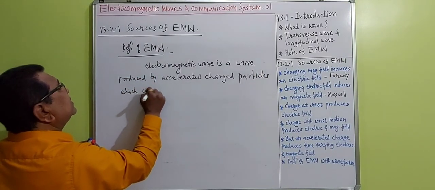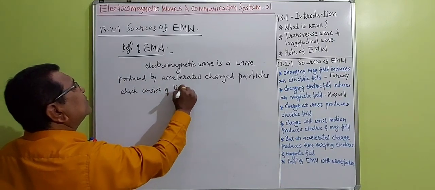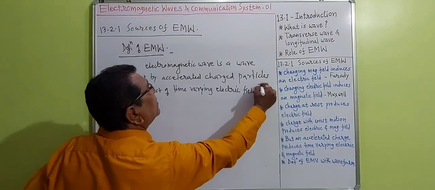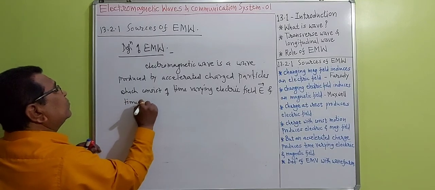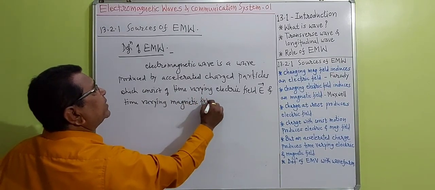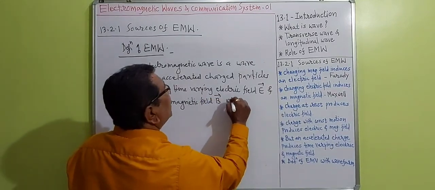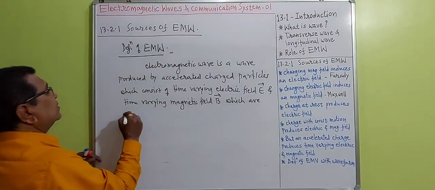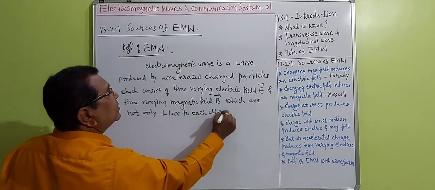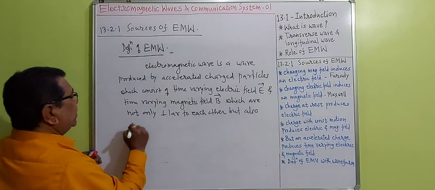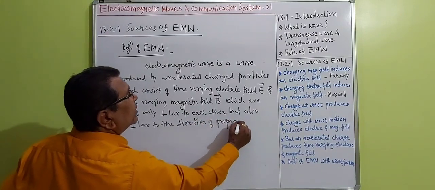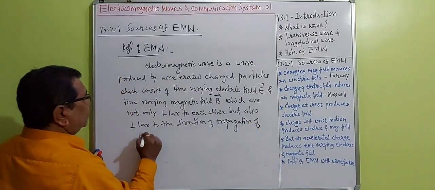which consist of time varying electric field E vector and time varying magnetic field B vector, which are not only perpendicular to each other but also perpendicular to the direction of propagation of electromagnetic wave.